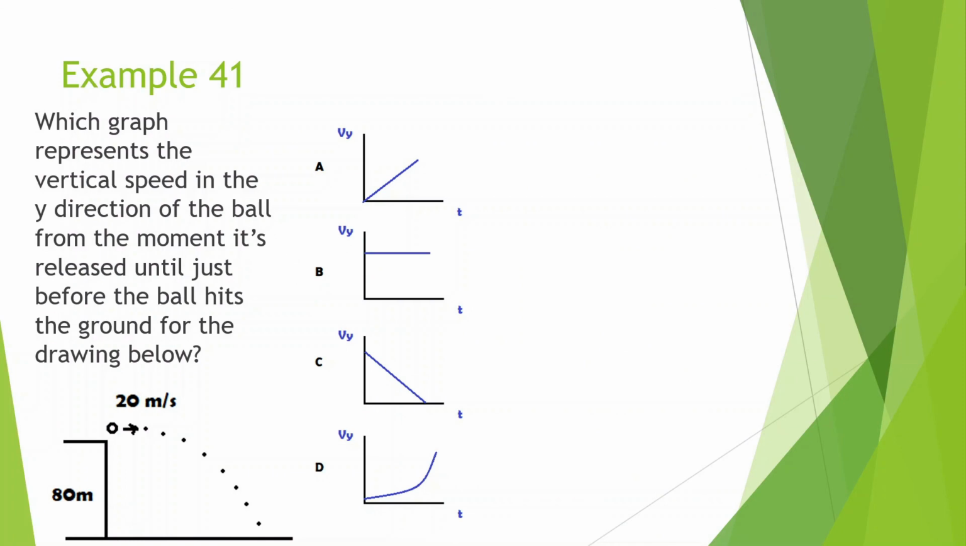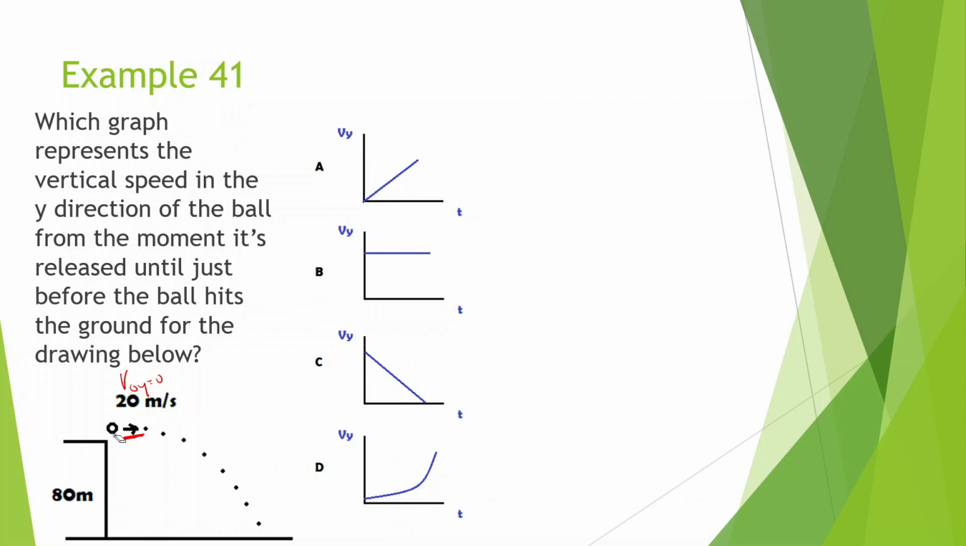All right, which graph represents the vertical speed in the y direction of the ball from the moment it's released until just before the ball hits the ground for the drawing below? So again, we see that it's launched horizontally. Everything is launched horizontally at the beginning. What we should know is that if it's launched horizontally, the initial velocity in the y direction is going to be 0.